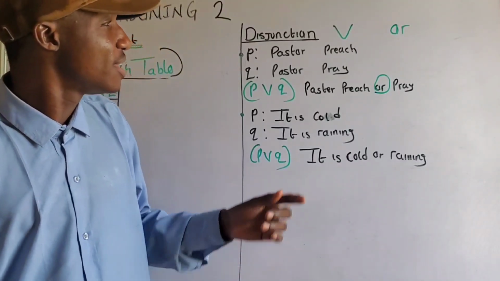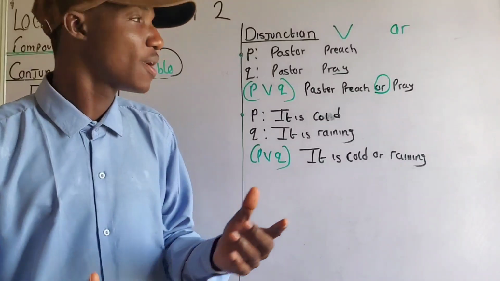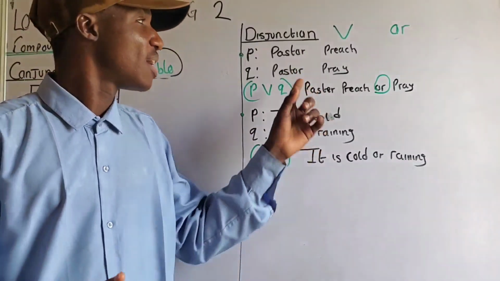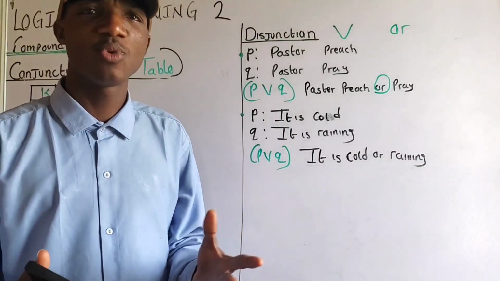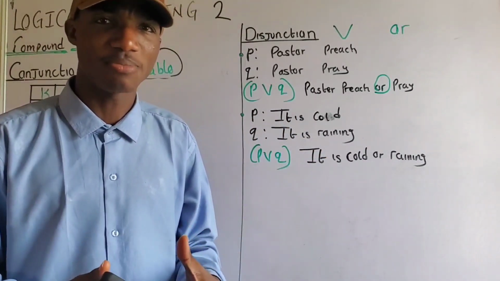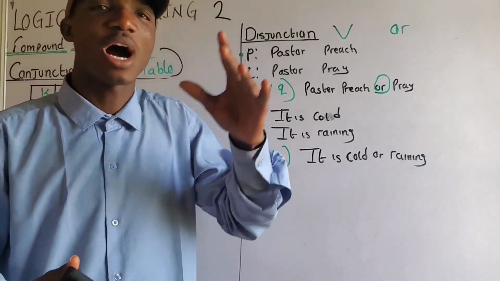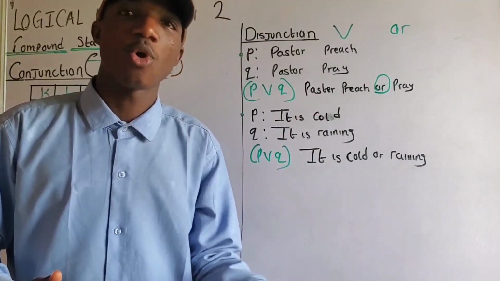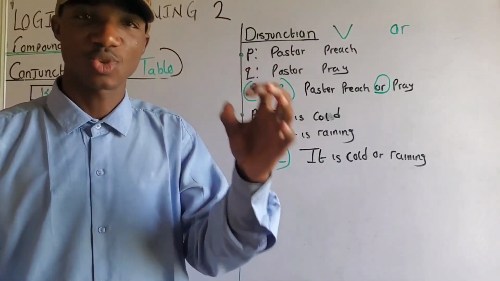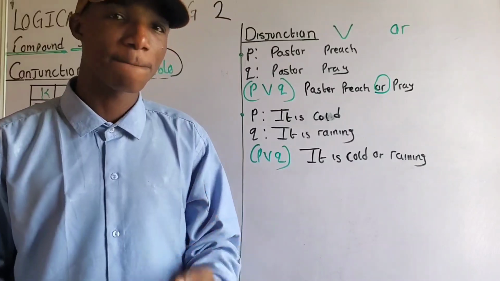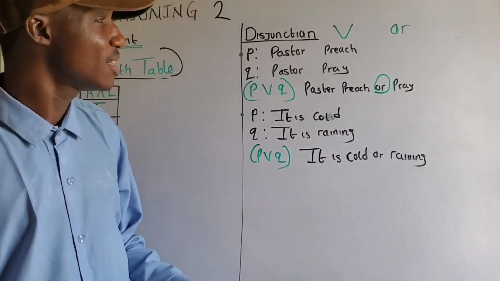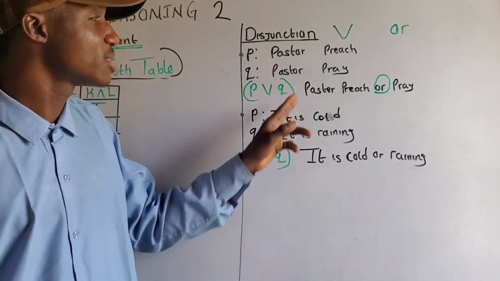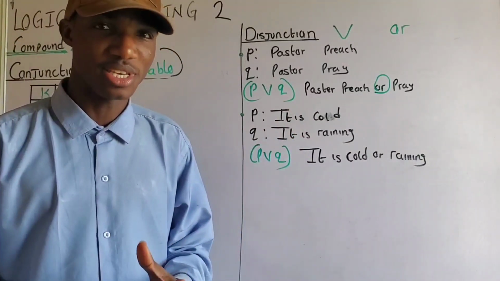In this statement, pastor preach, pastor pray, it is not possible for both events to occur at the same time. So one event has to happen before the other. One event has to be paused for the other to occur. That kind of disjunction is called exclusive disjunction. Let me emphasize again: the "or" here is used in an exclusive sense because both events cannot happen simultaneously.